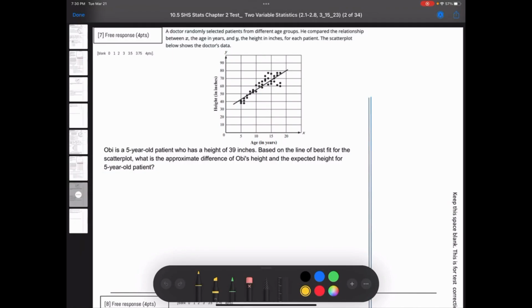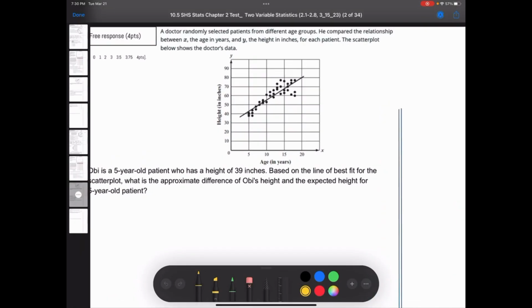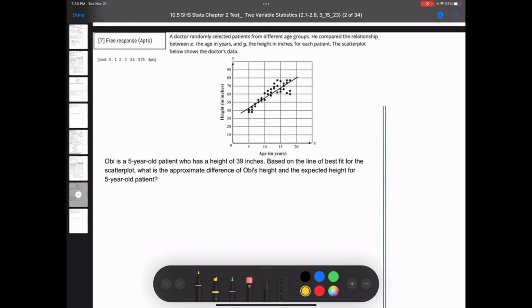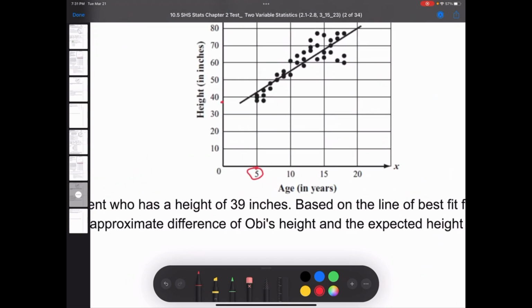All right, let's go over question number 7. A doctor randomly selected patients from different age groups. He compared relationships between x, the age in years, and y, the height in inches, for each patient. The scatter plot below shows the doctor's data. OB is a 5-year-old patient, who has a height of 39 inches. So 39 inches looks like right there. So there is OB.